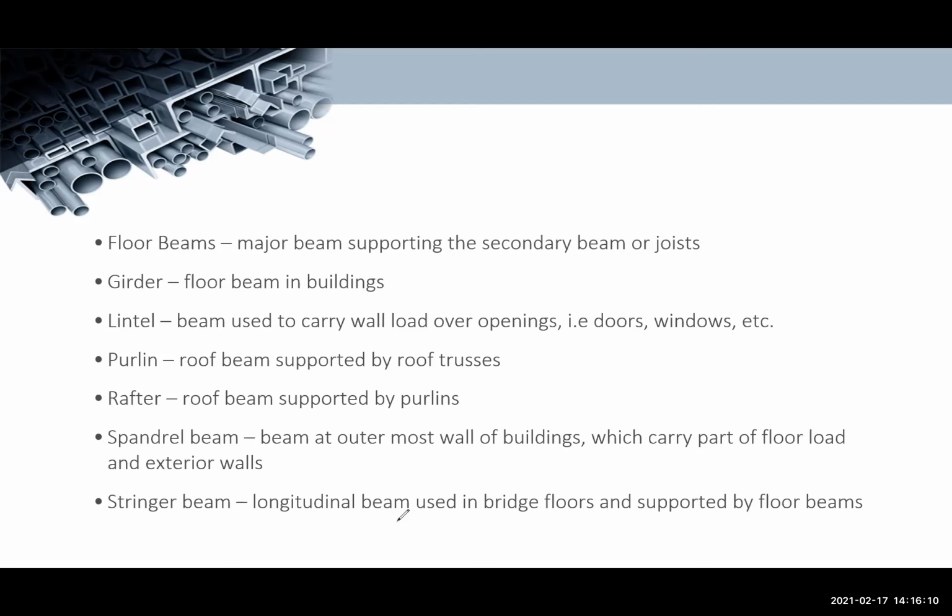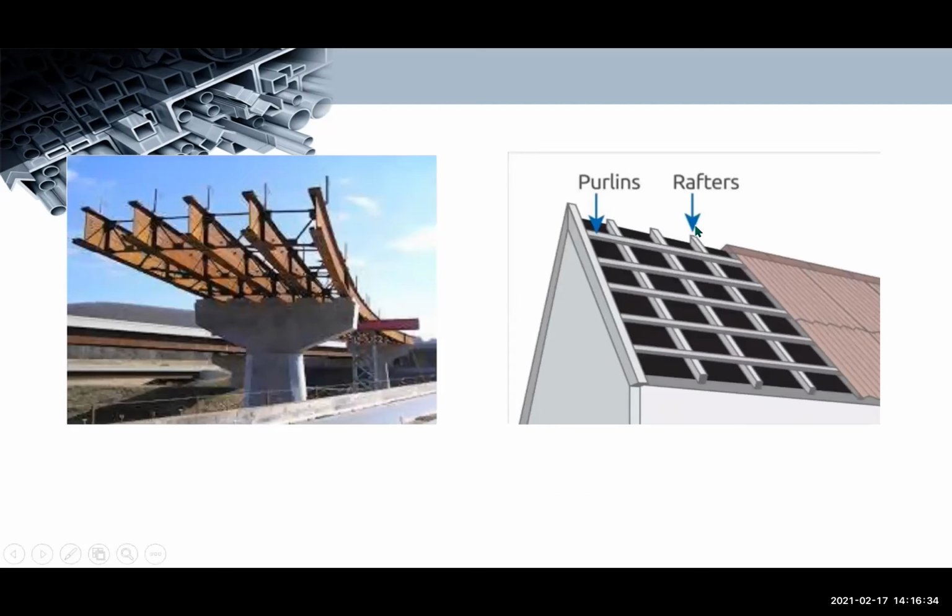Next is stringer beam, longitudinal beam used in bridge floors and supported by floor beams. So yung stringer beam naman, most commonly gamit siya sa mga bridges. So here are images para mag-visualize nyo, no? So again, these are different types of beams. So check natin. Ayan, ito, yung rafter, tulad nung sabi ko, no, straight lang siya. This is a rafter. Ang purlin is yung nasa ibabaw nung truss member or yung rafter.